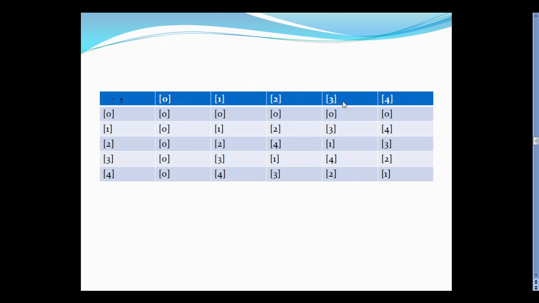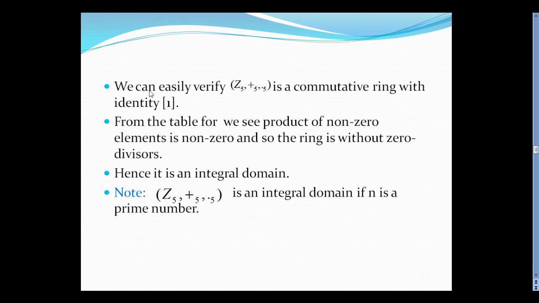Now, in the dot product of a Cayley table, you can take a multiplication: 0 into 0 is 0, 1 into 0 is 0, and 0 into 1 is 0. So, find the product of all the elements in the Cayley table. Now, we can easily verify Z5 is a commutative ring with identity 1.